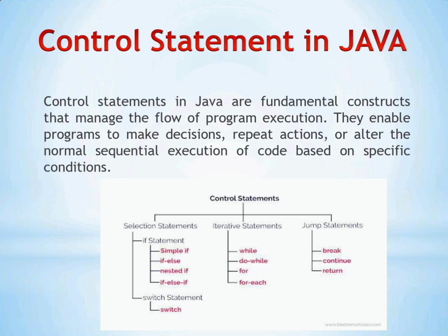Control statements in Java are fundamental constructs that manage the flow of program execution. They enable a program to make decisions, repeat actions, or alter the normal sequential execution of code based on specific conditions.